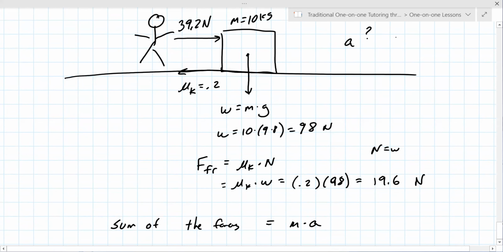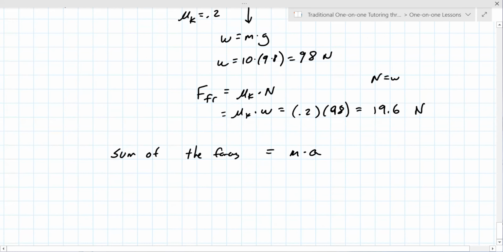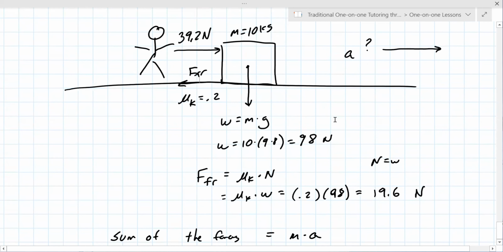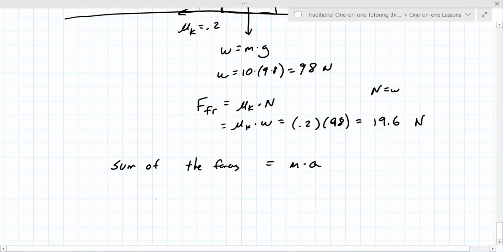If this thing is moving to the right, what forces are acting on the box? Let's go back and look. Well, it's this 39.2. This force of friction is opposing it. So there's a 39.2 to the right, there's a 19.6 left, and the mass of the box is 10. What is its acceleration?